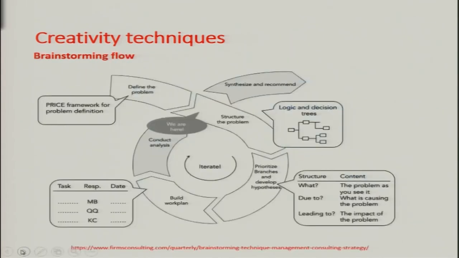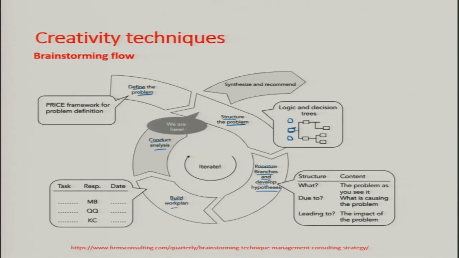Now, brainstorming flow is the same one and same thing. We define the problem, we structure the problem, we prioritize branches and develop the hypothesis, then build the work plan, conduct analysis, and then again we structure the problem. We keep on doing this. We have this kind of decision tree, like I said. A decision tree can start from one problem definition, or we can even have multiple definitions sometimes, and then we can confirm it or combine into one definition, okay.